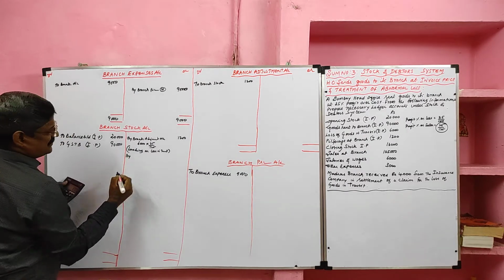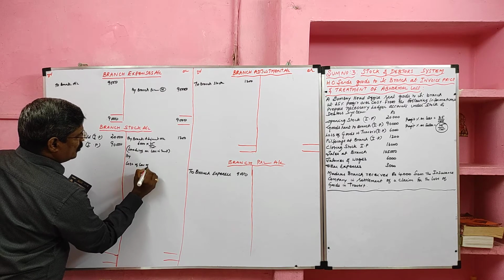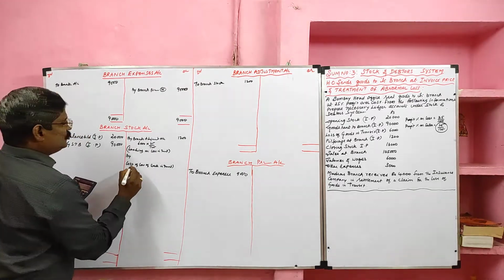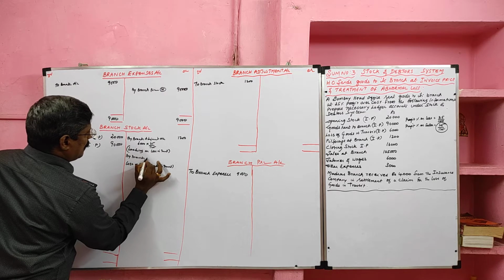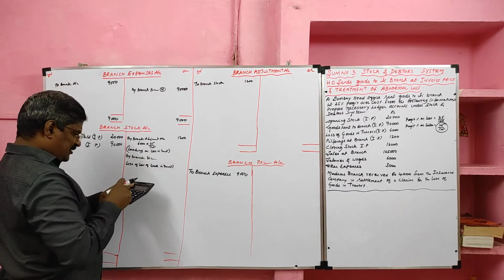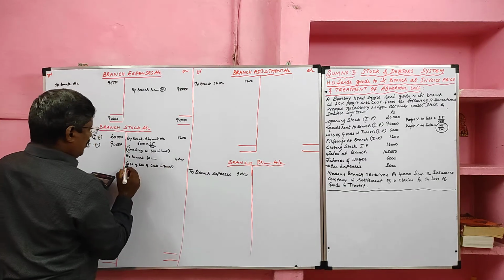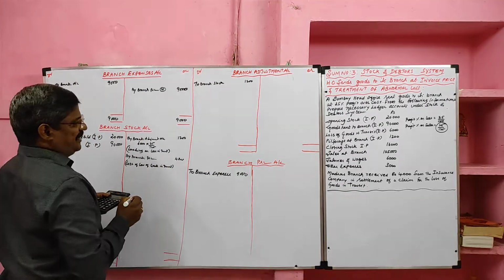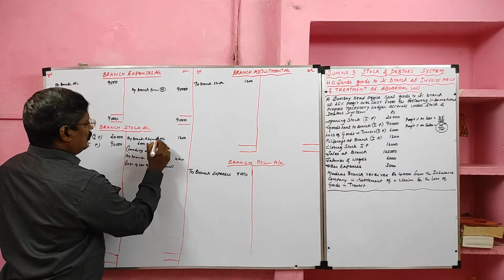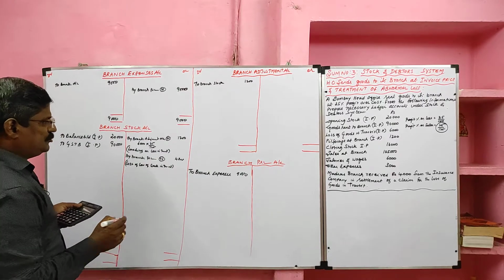Then the balance, that is cost of loss of goods in transit, should be transferred to the branch profit and loss account. Total loss how much? 6,000, of which loading 1,200. So 6,000 minus 1,200, balance 4,800 is considered as cost of loss of goods in transit. It should be transferred to the branch profit and loss account. So loading is transferred to the adjustment account.